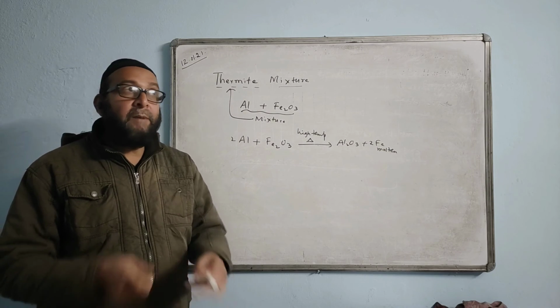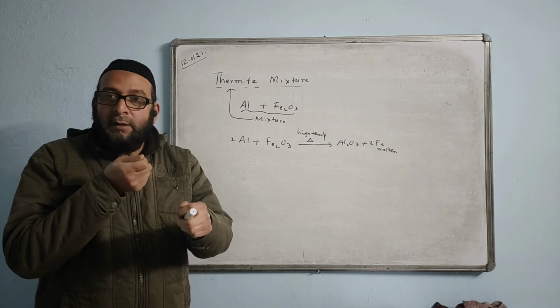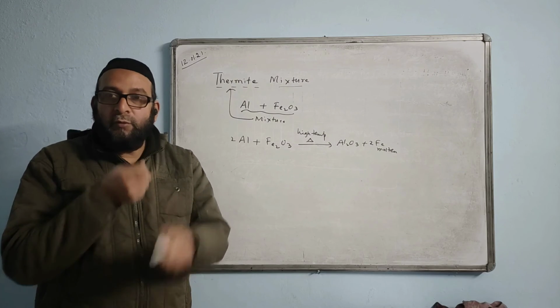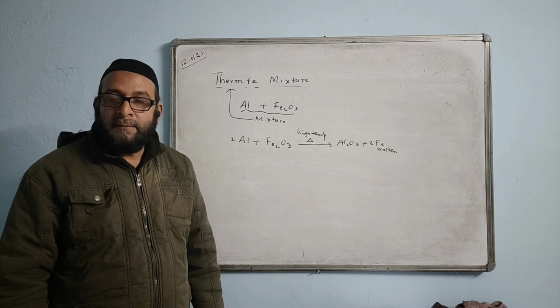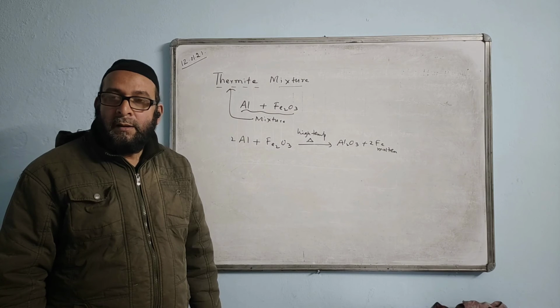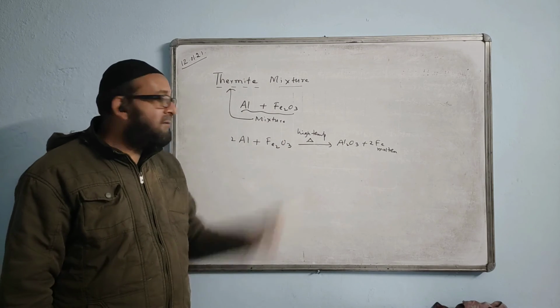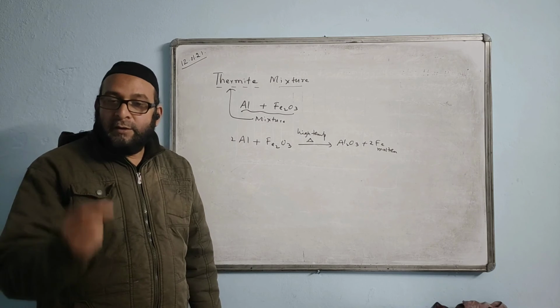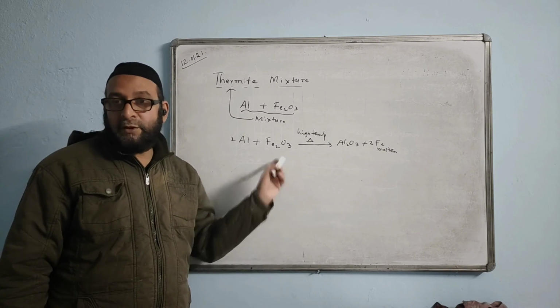You must have seen people doing welding, using a high temperature flame like this, with a sizzling sound, and they put a glass mask on their face. Yes, a face shield, just to protect their eyes, because the temperature is very high, and you see the liquid drops falling down in the form of molten iron. So they use this mixture, thermite mixture.